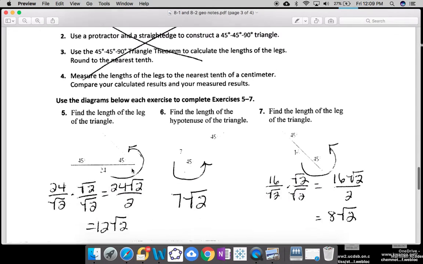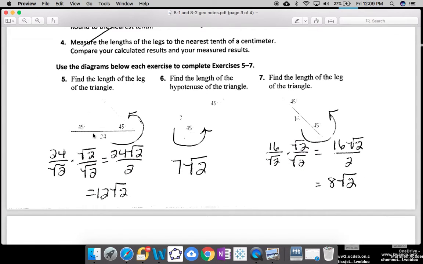Let's look at some examples. For number 5, this is a 45-45 right triangle. The right angle's at the peak. The hypotenuse is 24. We want to find the leg. We divide by the square root of 2. We rationalize. We get 12 square root of 2.